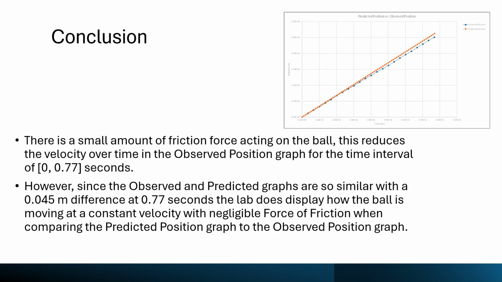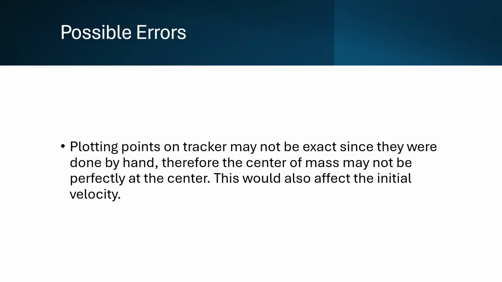The conclusion is that even though there was a force of friction reducing the velocity of the observed position graph, because perfect conditions are never possible, the lab demonstrated that using Newton's first and second laws you can predict the position of an object at constant velocity relatively accurately. Any possible errors are in plotting the points on Tracker. I may not have been exact since it was done by hand. Therefore, the initial velocity might have been affected and any subsequent points.